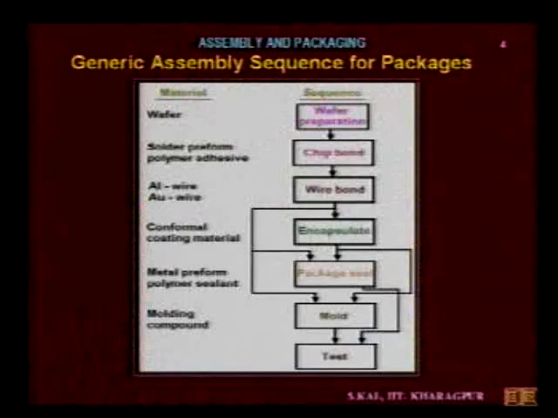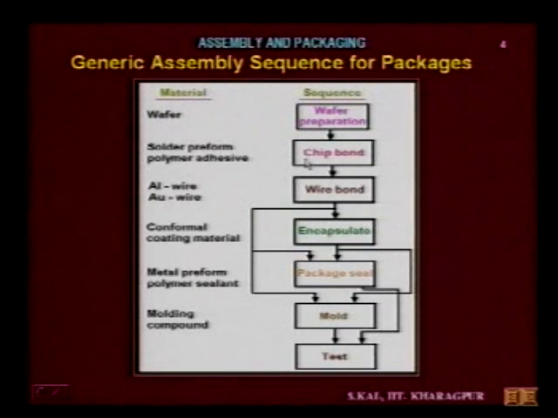So now, if you look into the general assembly sequence for packages, the block diagram shown here, the steps involved in assembly sequence. After the wafer preparation, then you are thinning the wafer by backside grinding, then you are slicing. Your next job will be chip bond. The chip or die, the technical name is die, that has to be fixed on some package. So that is done by solder preform and polymer adhesive. There are different kinds of chip bonding. I will discuss one by one.